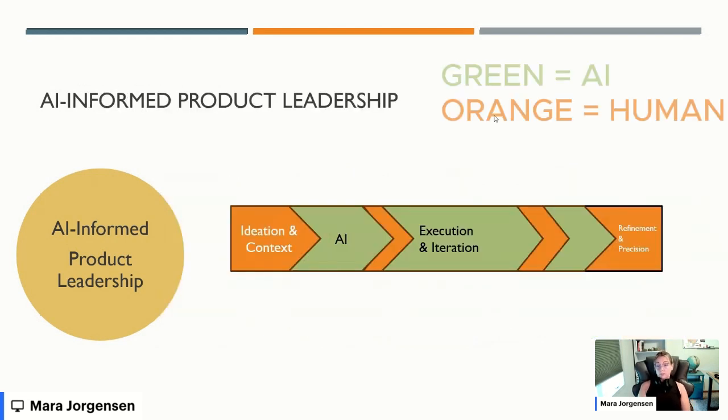AI-informed project leadership. This is where we work with AI on our ideas and we give the AI our context so that it can iterate on what we are trying to do here. All right. So the examples for AI-informed product leadership are: I need to get to my product strategy.